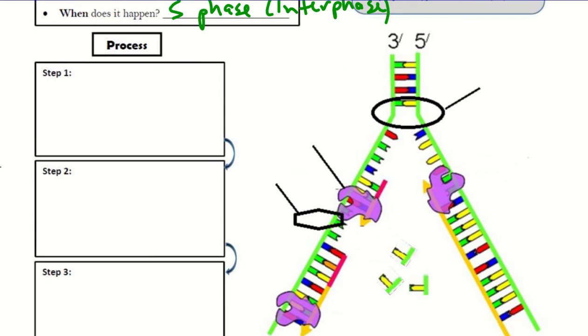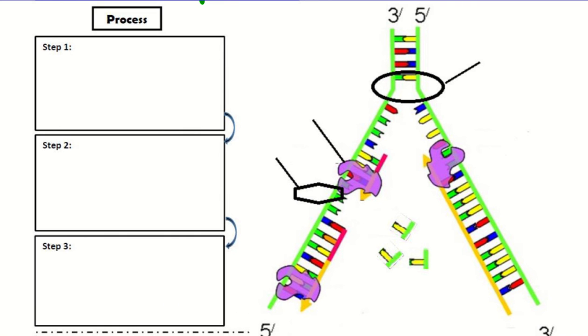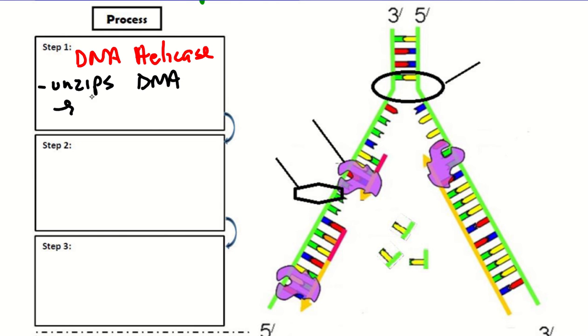So we're going to talk about three major enzymes, and we'll add a fourth one in there just to make things a little bit more complete. So the first thing that we are going to talk about is what's called DNA helicase. Now what DNA helicase does is it unzips. And how it unzips is it breaks the hydrogen bonds.